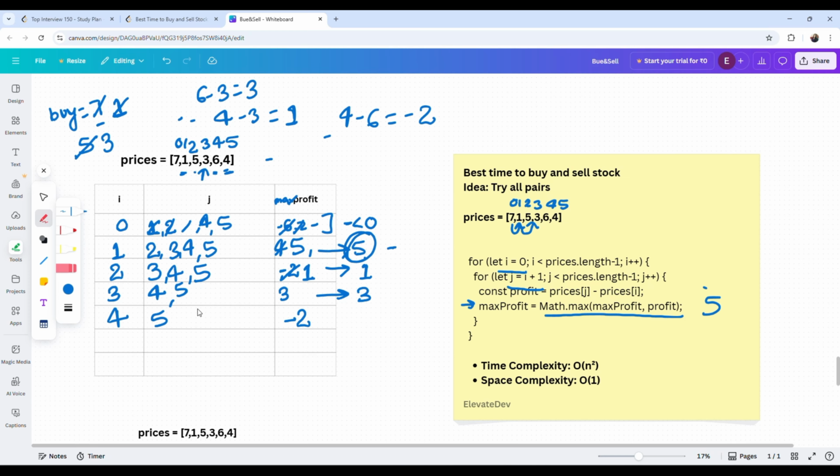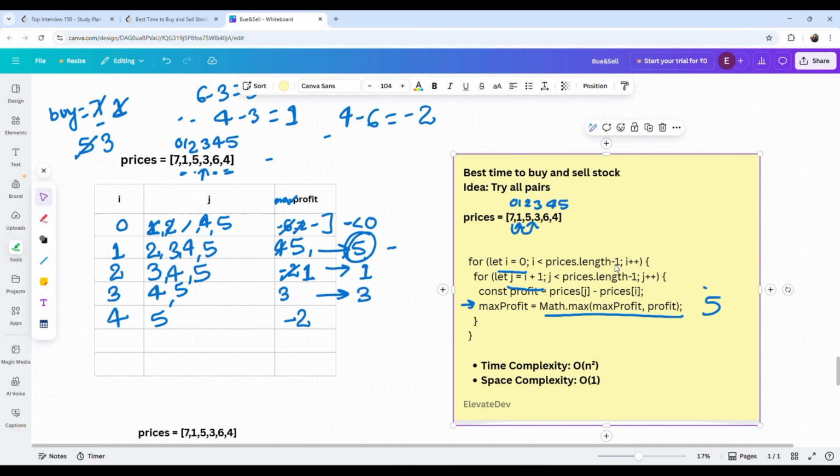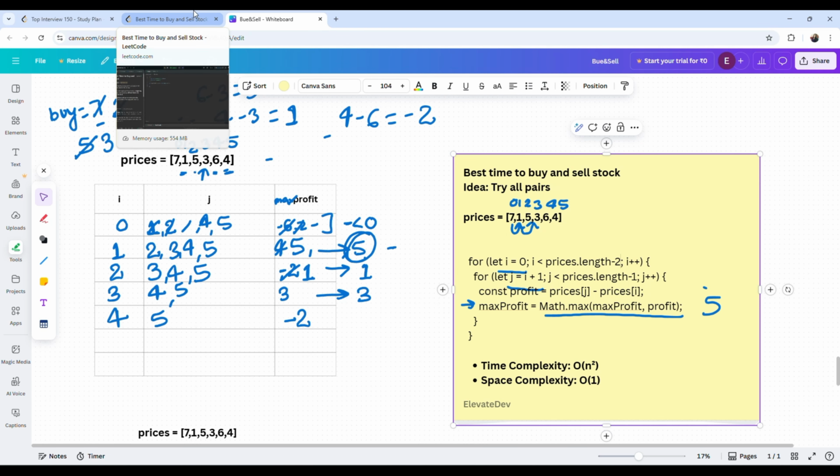And surely we can take the price dot length. We don't have to move up till price dot length minus 1. We can move to minus 2 as well, and J is going to take care of the selling price. We don't have to buy till the last date, though we can buy, but we don't have to because we know that selling is not possible.